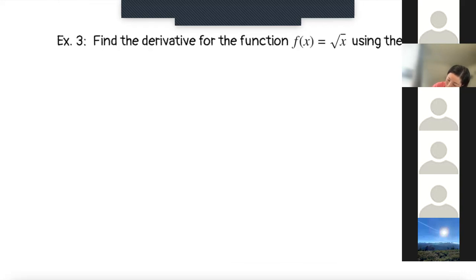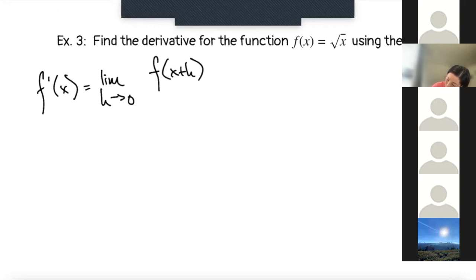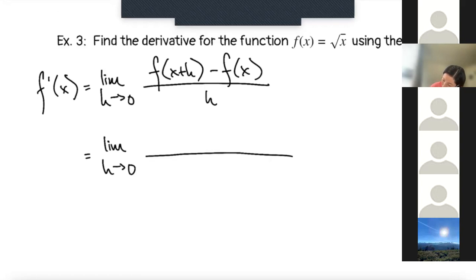So in this case, if I'm looking to find the derivative, and this time I have the square root of x, we can say the limit as h approaches 0 of f of x plus h minus f of x, all over h. And what would we plug in for our f of x? And what would we plug in for our f of x plus h?